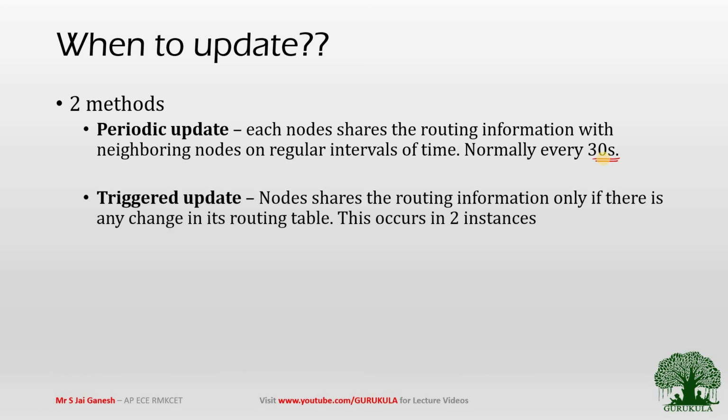And the second method of update is the triggered update. In this approach, a node will share the routing information only if there is any change in the routing table.